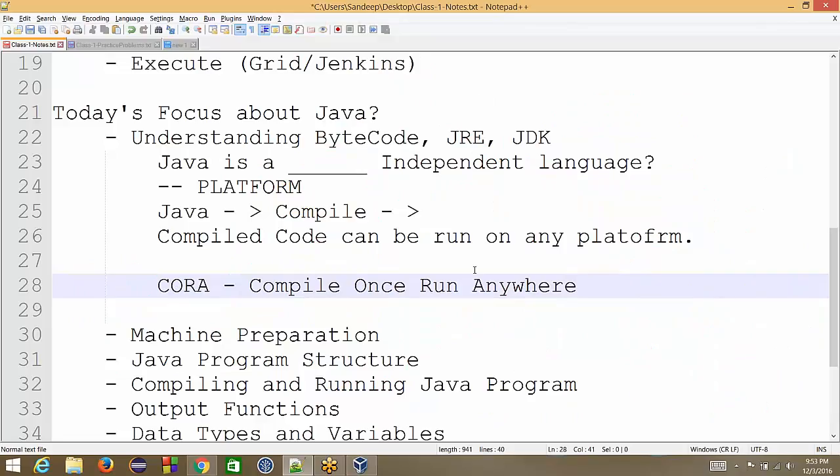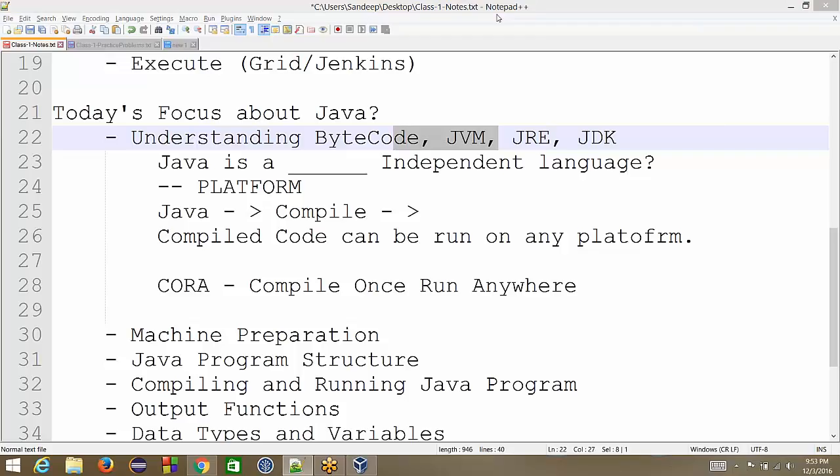Hope this concept of JVM and bytecode is clear. The full form of JVM is Java Virtual Machine, and this is the bytecode.